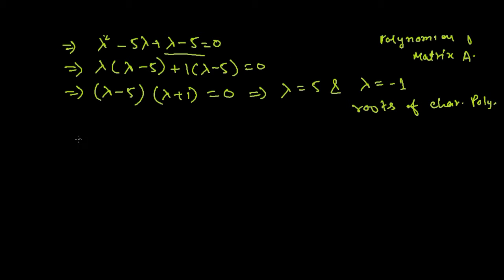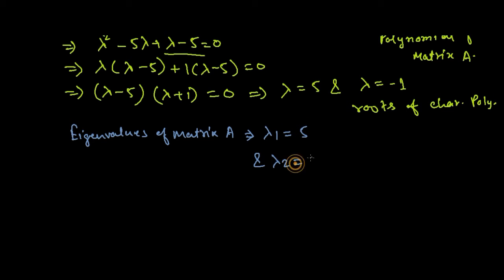So the eigenvalues of matrix A are lambda 1 equals 5 and lambda 2 equals minus 1. Now we have the eigenvalues of our matrix A. Now how do we find the eigenvectors corresponding to these eigenvalues?